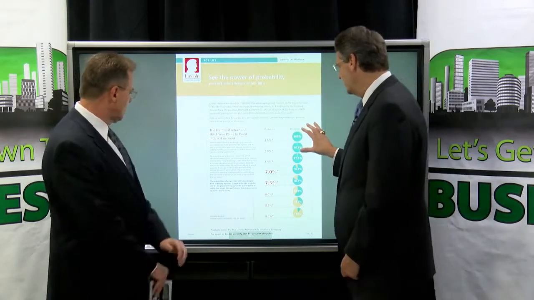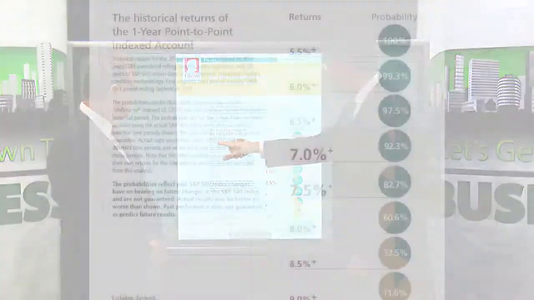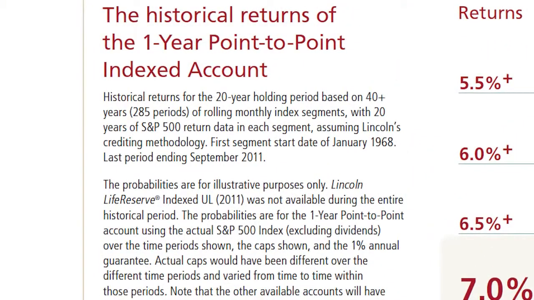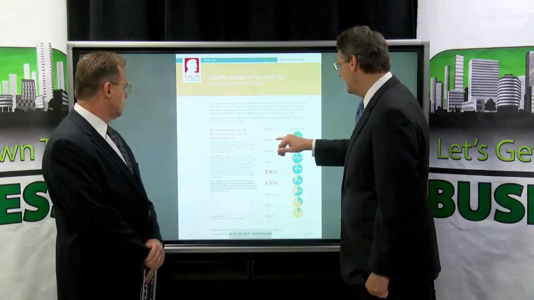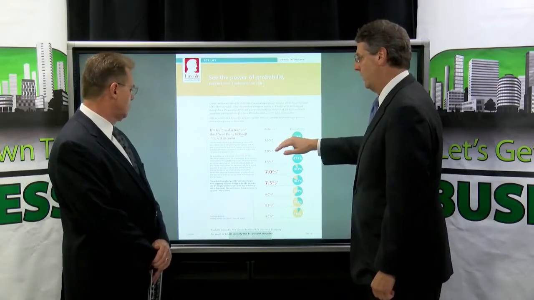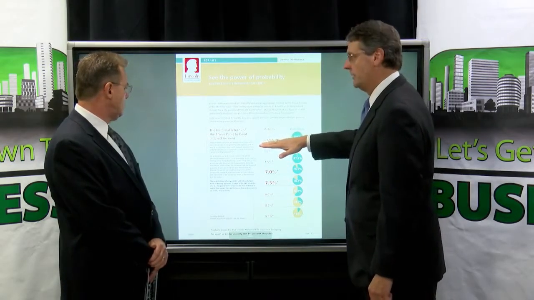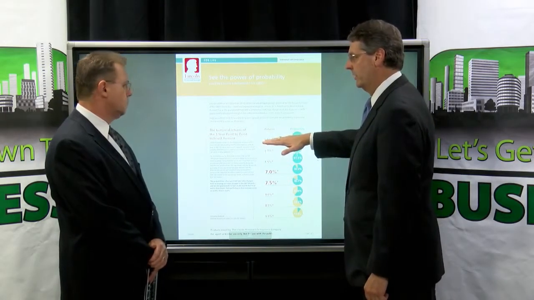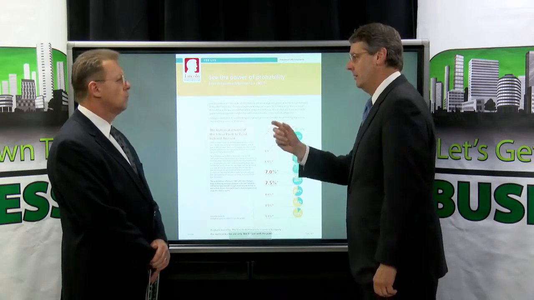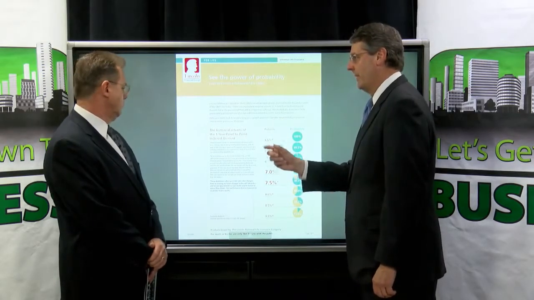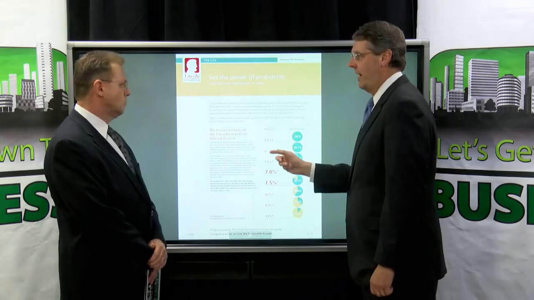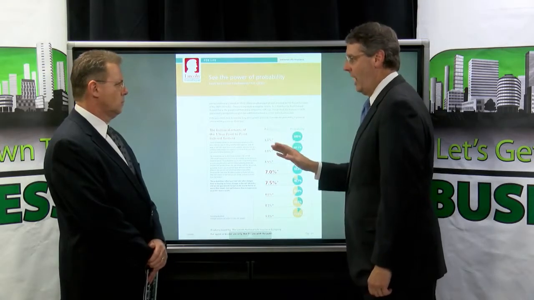And this isn't just a snapshot. This is 285 rolling periods of 20-year periods. So if you stay in this particular type of policy long term, you have a 100% probability of having a 5.5% rate of return. When you think about no risk to your principal, and that you could walk away with 5.5%, what a great option.